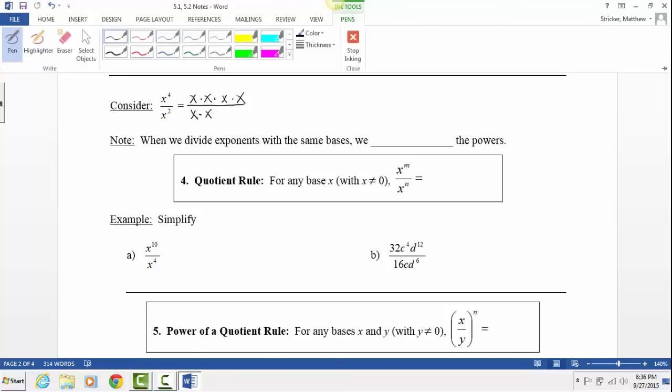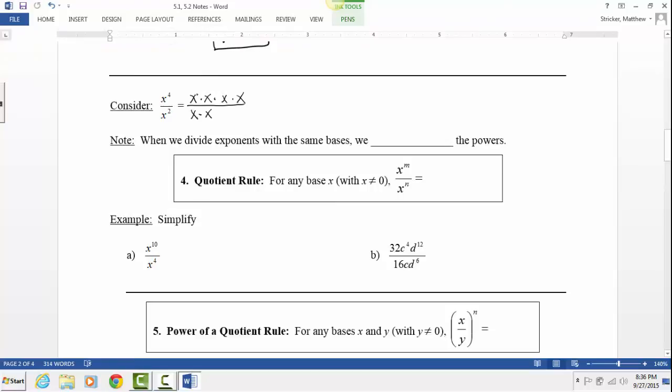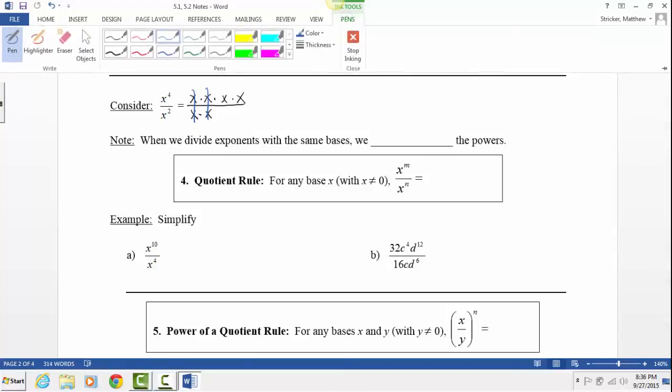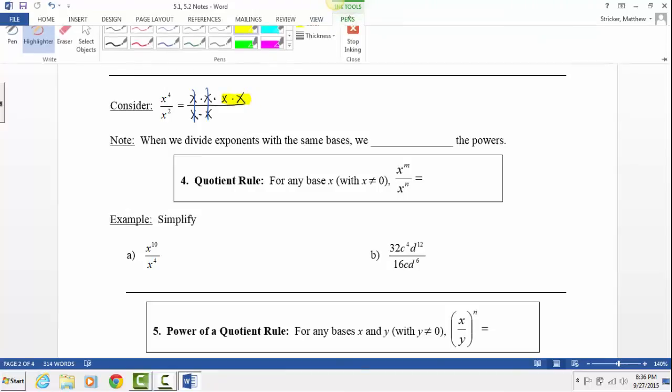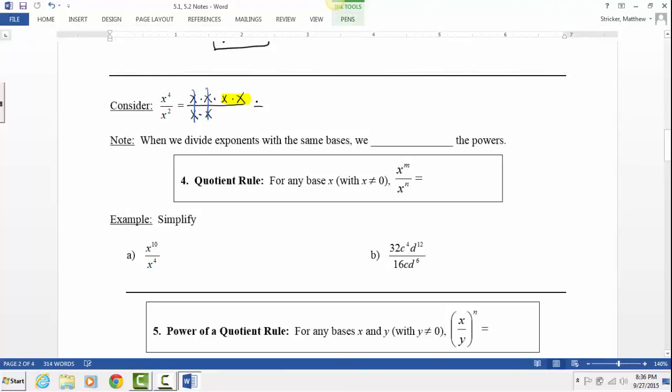And now then we could say, okay, we have some common factors here. We have 2 pairs of x's that can divide out from the top to the bottom, which leaves how many on the top? Well, it leaves 2. And it leaves nothing on the bottom. It just leaves 1 on the bottom. So this is essentially x squared over 1, or x squared.